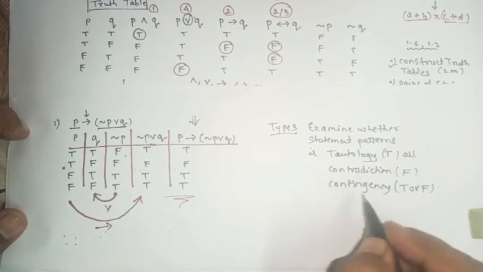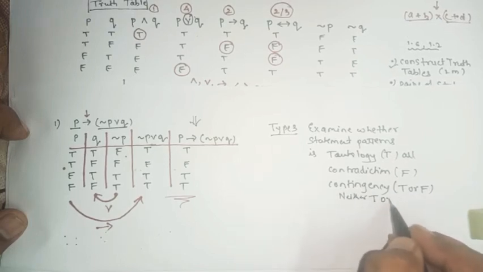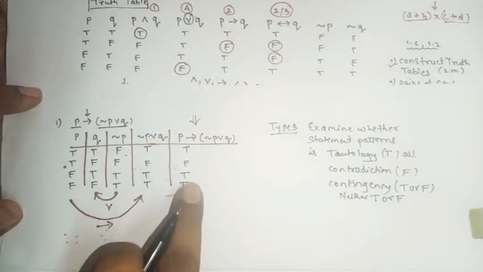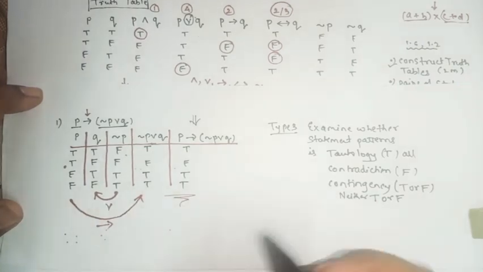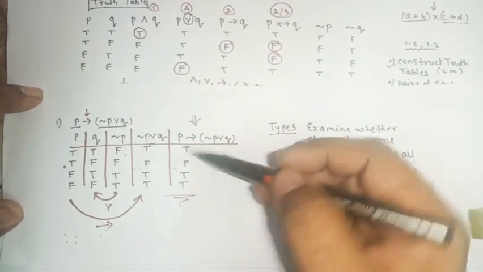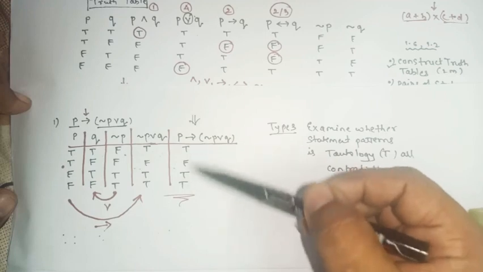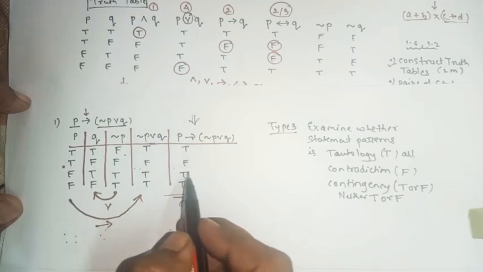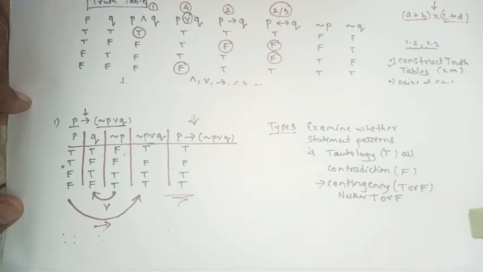So contingency means it is neither tautology nor contradiction. Both true and false should come together. So in the last column, if it is not identical, meaning not all true or all false, but a mixture of both. Like for the first example here, it is true, false, true, true. It is not the same, it is not identical. So it is a mixture of true and false. So this pattern is neither tautology nor contradiction, so it has a perfect name, which is known as what? Contingency.